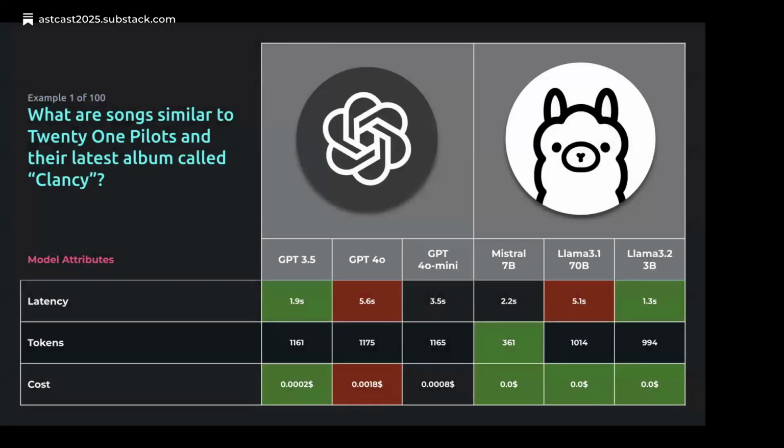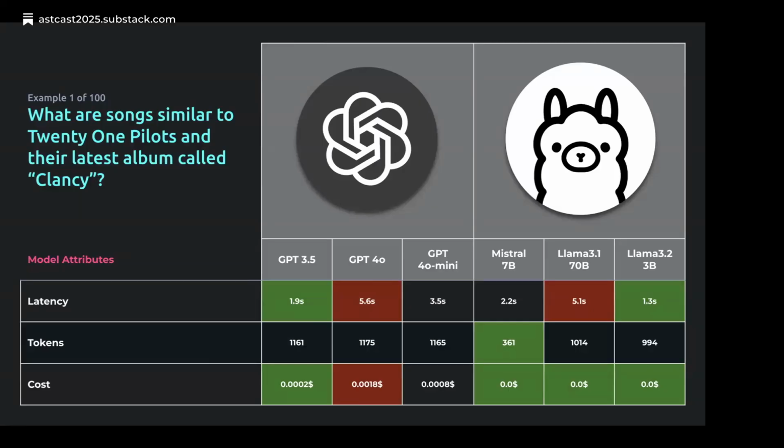There's a whole process in that, but this is the part I want to show. We were then able to compare different models, different flows, different ideas. So if we take this example, what are songs similar to Twenty One Pilots and their latest album called Clancy? We could feed these different scores, these different metrics through this and say, well, latency-wise, GPT 3.5 and Llama 3.2 are the fastest. They look the best.